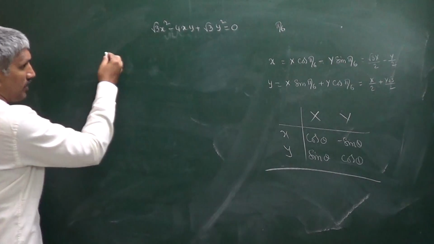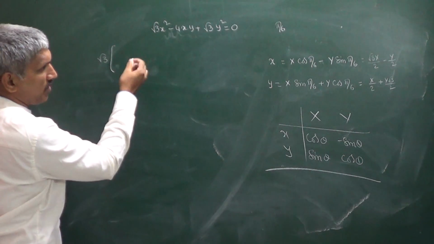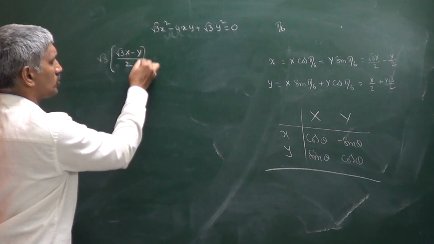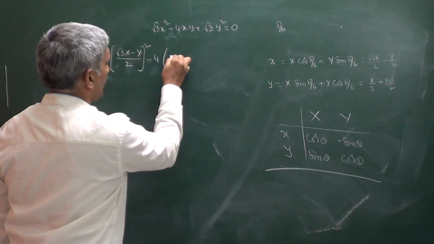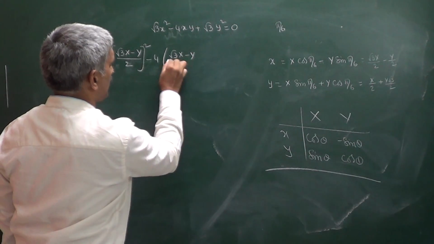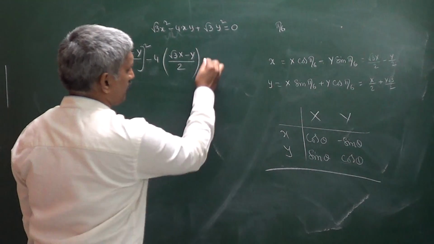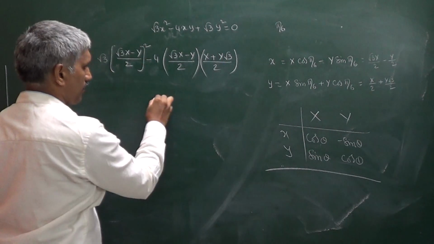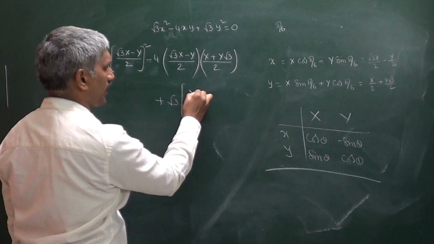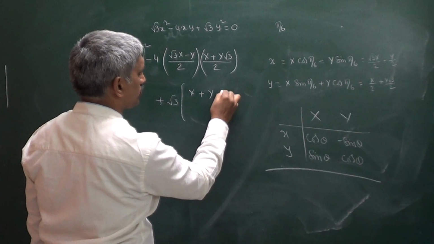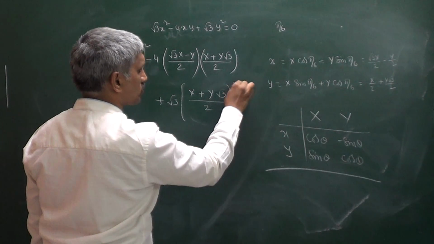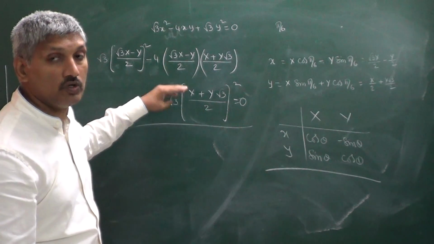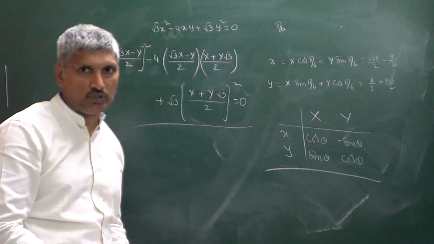Now substitute here: root 3 into, in place of x we have to write (root 3 x minus y) divided by 2 whole square, minus 4 into (root 3 x minus y) divided by 2 multiplied with (x plus y root 3) divided by 2, plus root 3 into y square, that is (x plus y root 3) divided by 2 whole square, is equal to 0. Right? So on simplification you will get the transformed equation, that is the new equation.